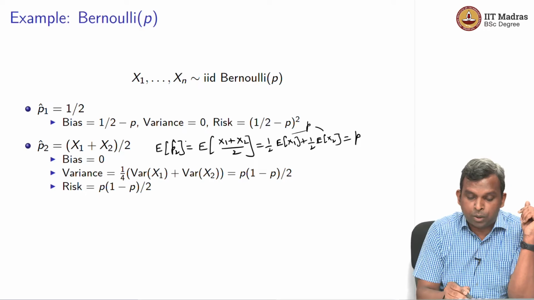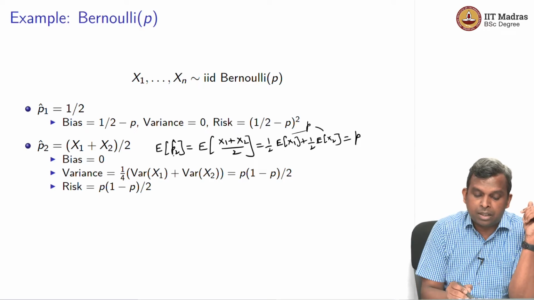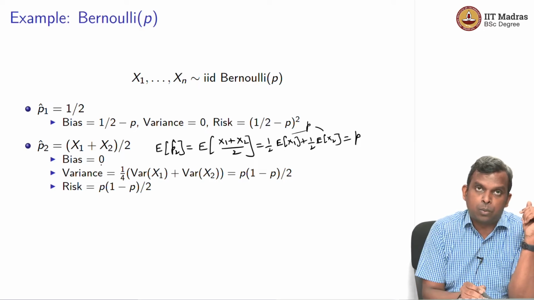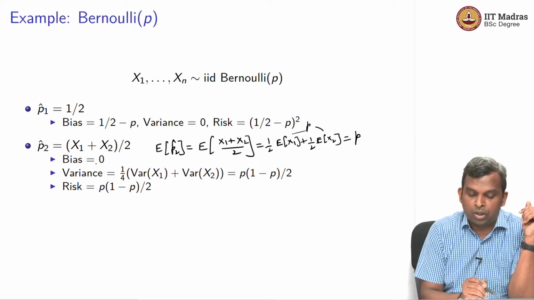So the expected value of p2 hat is p. So bias is the expected value of p2 hat minus p, and that's 0. Okay. Hopefully you got that.